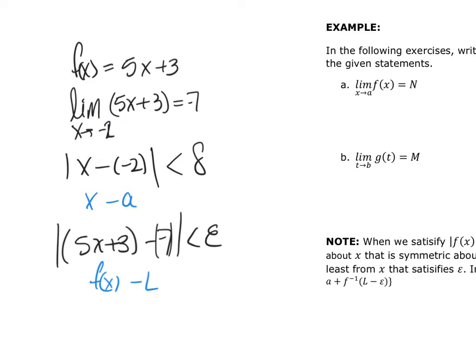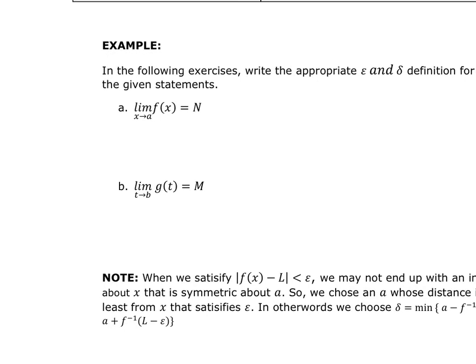So going back over here, you're going to do the same kind of thing. It's just you don't have numbers. So it's just getting confident and prepared for the actual proofs. So go ahead and do A and B, finding the appropriate delta and the appropriate epsilon.